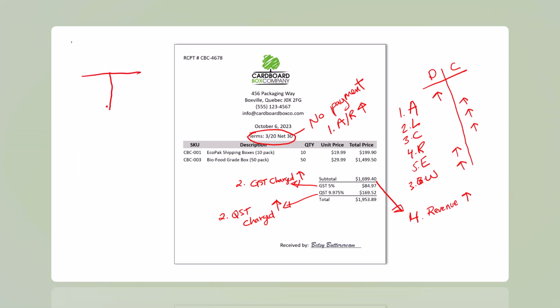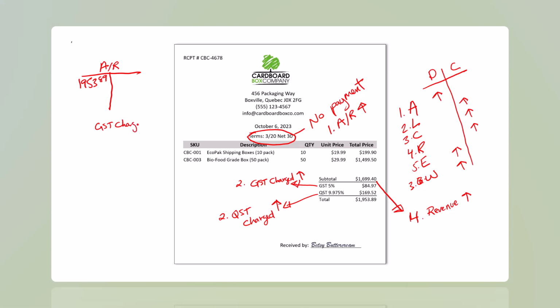So now if we create the T account, we'll start with accounts receivable. It's an asset and it was debited, so it's going to go on the left hand side. We're debiting the entire amount because this is what the customer owes us.